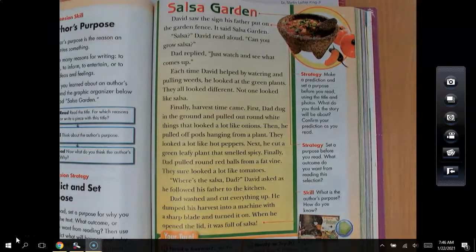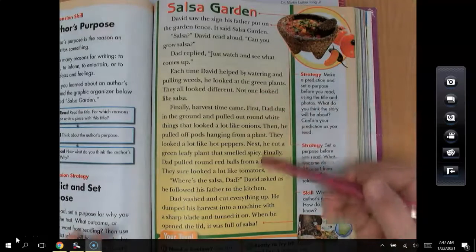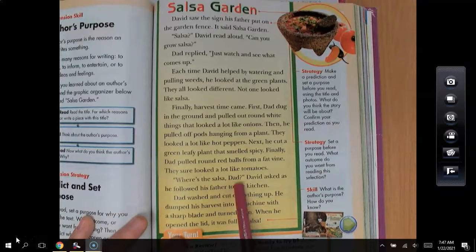Okay, boys and girls. So we talked about the title of our story, Salsa Garden, and I just read you the story. So were your predictions correct? When you made a prediction about what you thought the story was going to be about, were you right? Okay, some of you might have been right, maybe some of you weren't, but that's okay. We have to figure out why you think the author wrote the story. Well, I found it quite interesting that David, the boy, thought that you could just grow salsa in a garden. Was that true? After the harvest time, he said, David, where's the salsa, Dad?